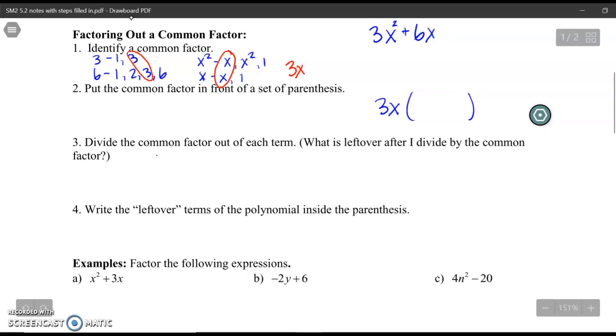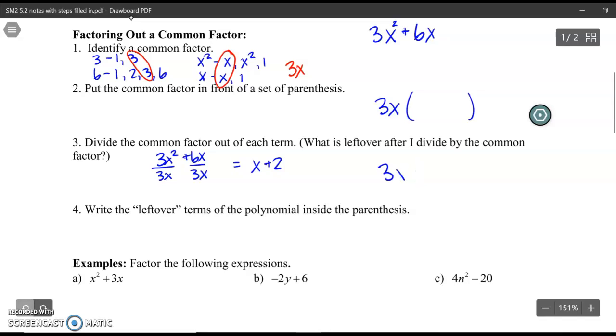So I'm going to think about, okay, I have this 3x squared plus 6x. I'm going to divide both of these by 3x. Okay? And when I do that, I'm going to be left with x plus 2, right? Because 3x squared divided by 3x leaves just 1x, and if I divide 6x by 3x, I'm just left with this 2. So then I put that x plus 2.